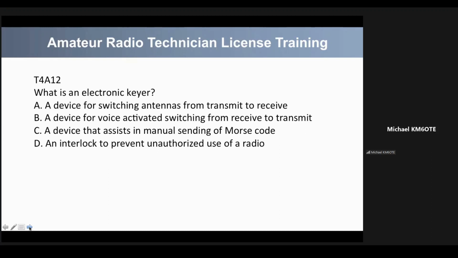What is an electronic keyer? This is from an earlier section, but a device for switching antennas, a device for voice-activated switching to receive to transmit, a device that assists manual sending of Morse code, or an interlock to prevent unauthorized use of the radio. An electronic keyer is used for Morse code. The answer is C.